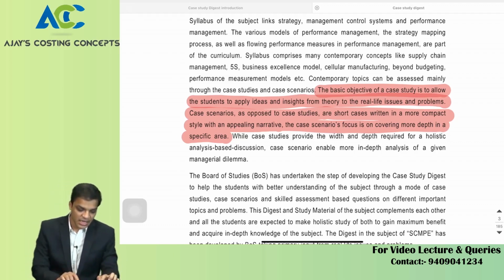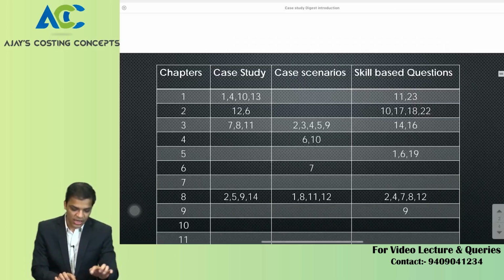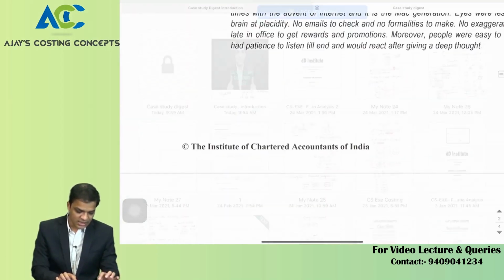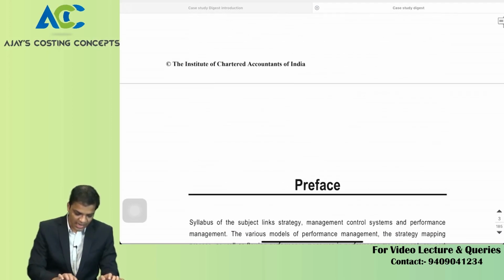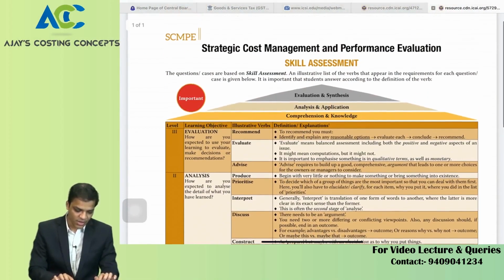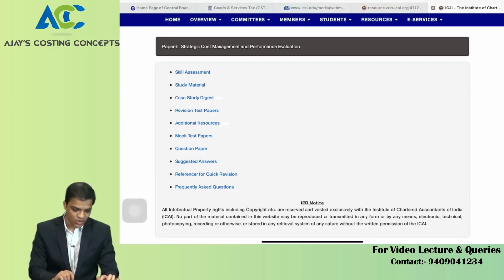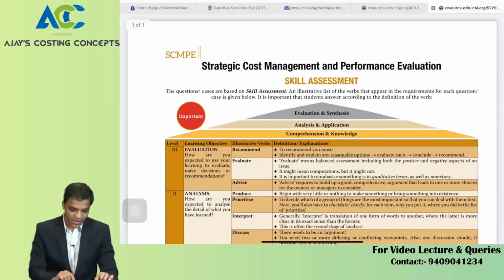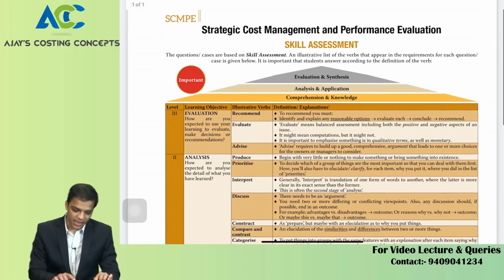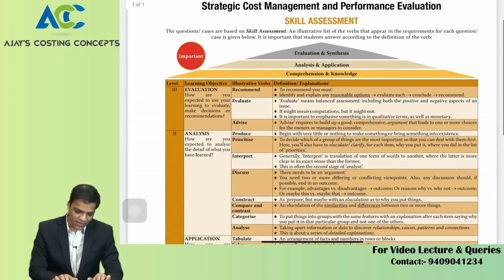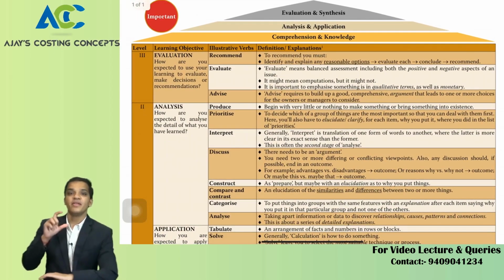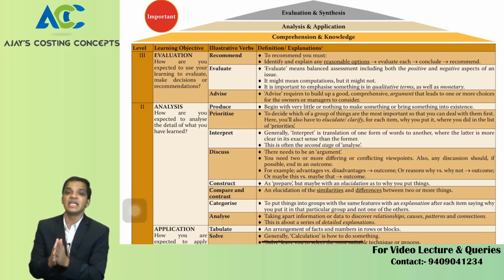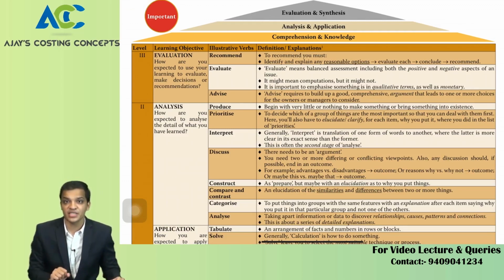Third is the skill based question. Now the third aspect you are required to see is the skill based question, right? What is a skill based question, sir? For that I have referred to a material over here. If you go to the BS Knowledge Portal, there is a skill assessment, right? Strategic cost management and performance evaluation skill assessment evaluation techniques. As and when we go through the questions, I will explain where these skill based questions are and what expectation the institute is putting.